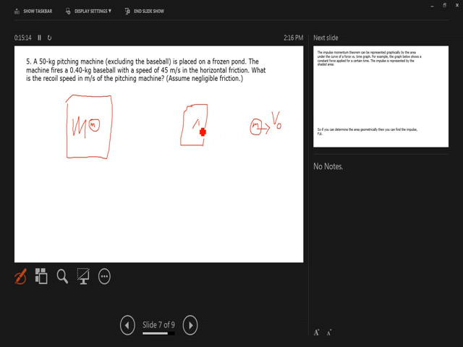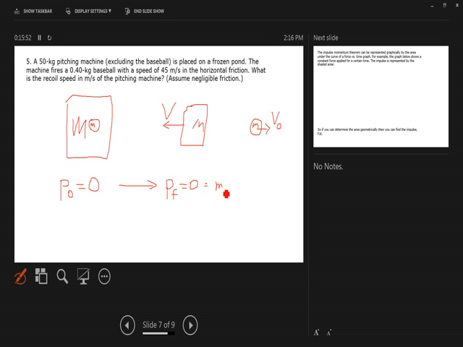The machine is resting on a frictionless surface, so it will recoil with a velocity v and mass M. And so if we start from the standpoint that our original momentum of our combined objects is 0, because they're not moving, right? The machine and the ball together are not moving, so that means that the final momentum must also be 0. But the final momentum is comprised of two moving objects.